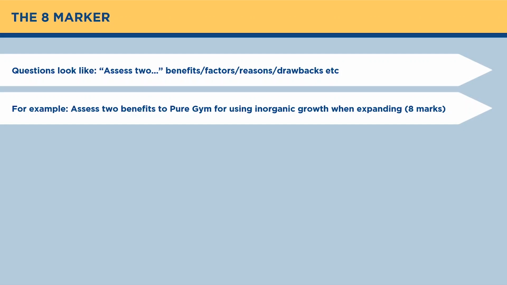As I've just mentioned, questions look like assess 2, and it could be any of a number of things: benefits, factors, reasons, drawbacks, etc. So the example question that we're going to have a look at today is assess 2 benefits to Pure Gym for using inorganic growth when expanding. So that would be an 8 marker. So there we've got the prompt, assess 2 benefits, the business is Pure Gym, and then the key term of the question, the knowledge of the question, comes from inorganic growth when expanding.